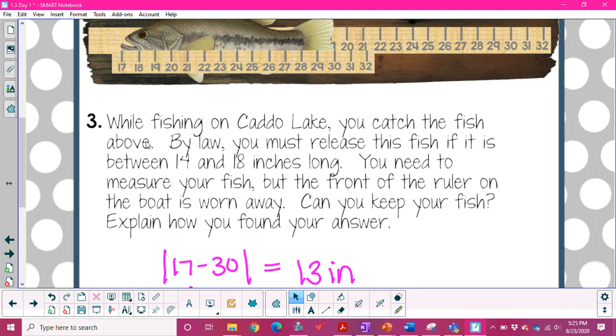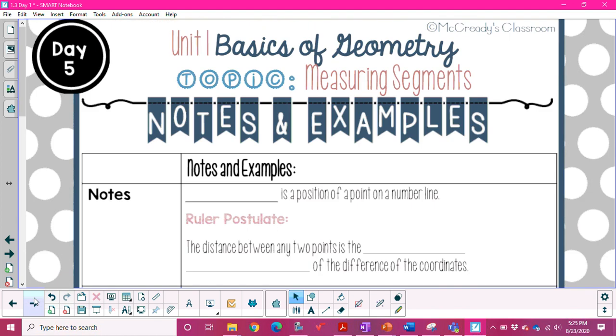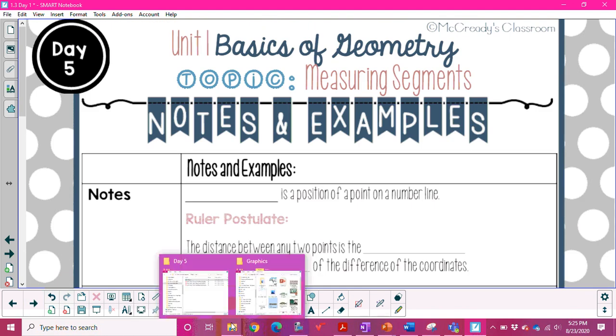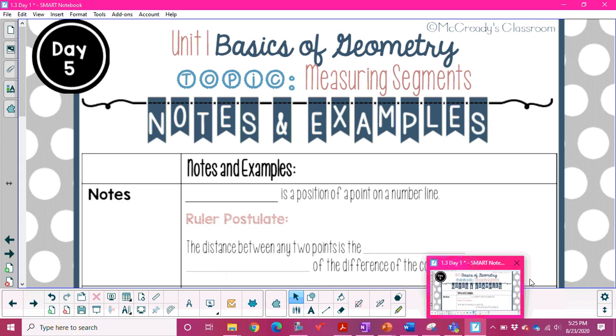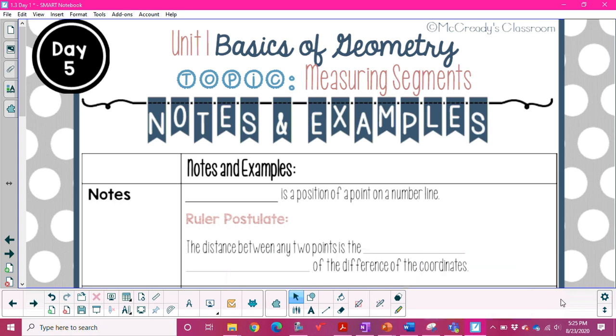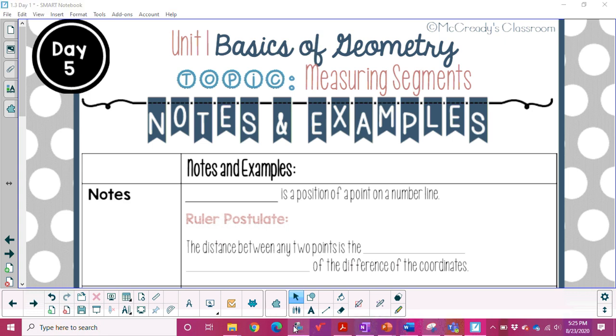Okay, let's move on to today's notes. All right, so what is a position of a point on our number line? That is called a coordinate.